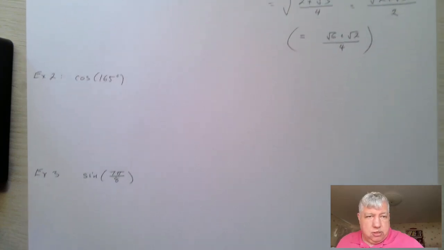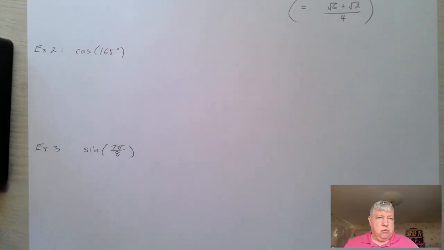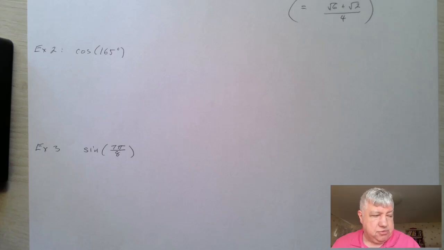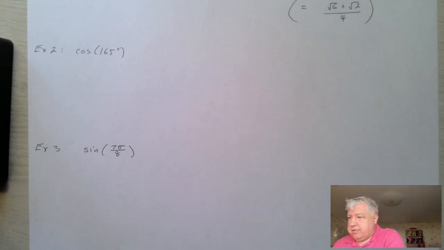All right, let's look at the next example. Cosine of 165 degrees. Okay, now what should we use here? Well, 165 is half of 330 degrees.